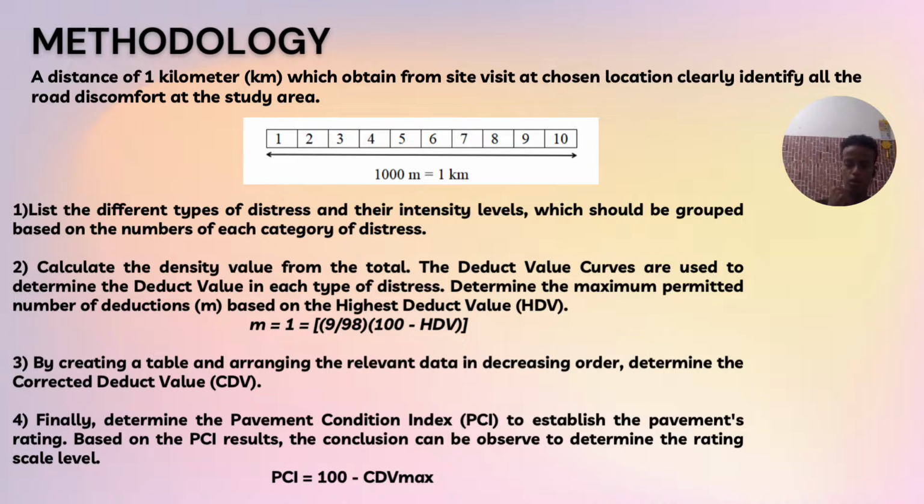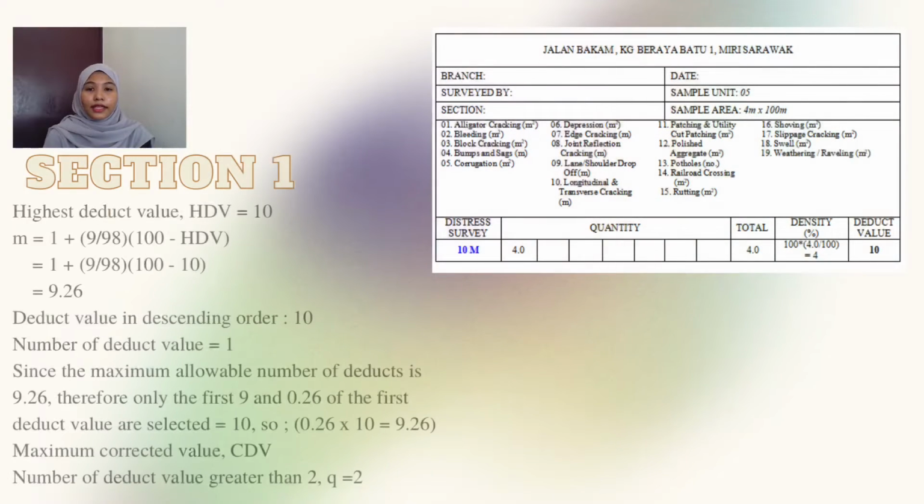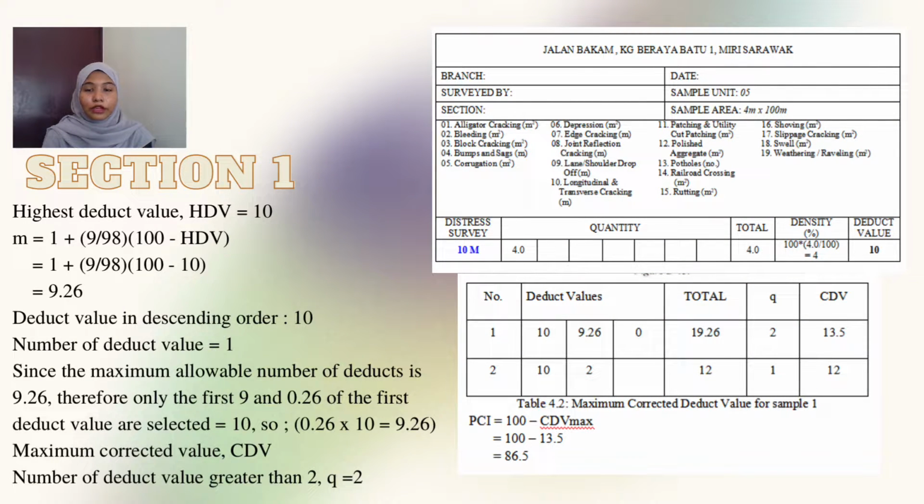Then finally, we determine the PCI, the Pavement Condition Index, to establish the pavement rating based on the PCI result. The calculation can be observed to determine the rating level. Thank you. This is the example of data analysis in Section 1.